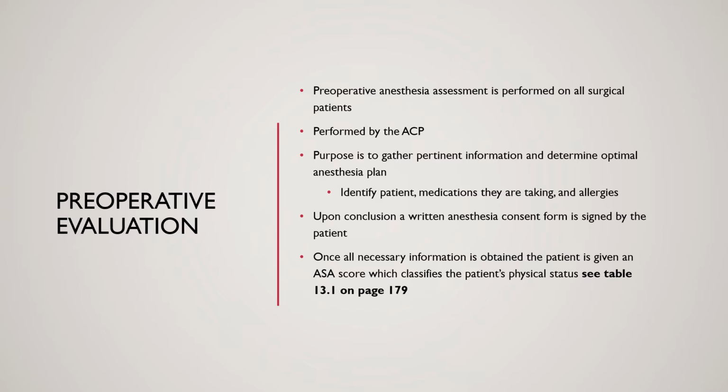And then upon conclusion, a written anesthesia consent is gone over between the care provider and the patient, and then it's signed by the patient. Once all that necessary information is obtained, the patient is given what's called an ASA score, which classifies the patient's physical status. There is a table 13.1 on page 179 that breaks down those scores. They're basically a 0, 1, 2, or 3.